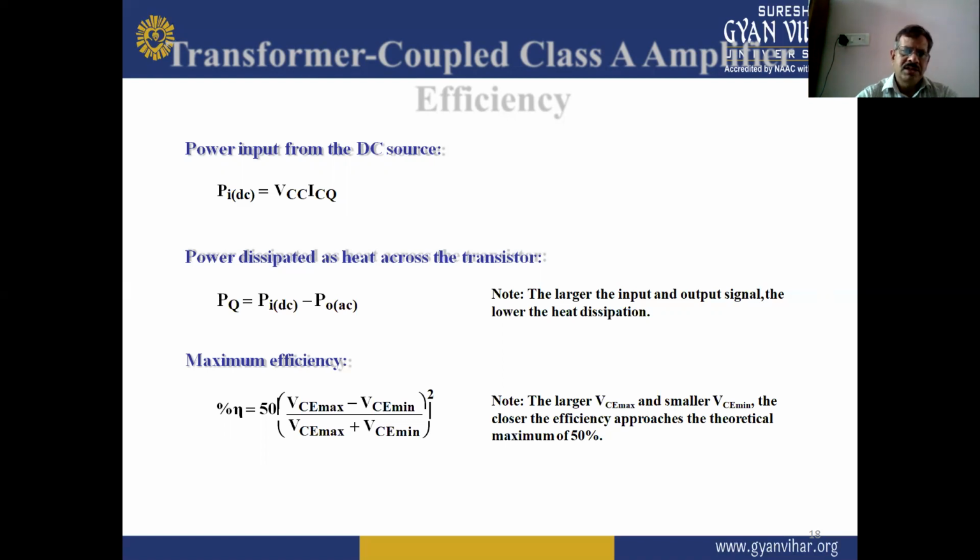And what is the maximum efficiency? The maximum efficiency in percentage equals 50 into VCE max minus VCE minimum upon VCE max plus VCE minimum, whole square. Note the larger the VCE maximum and the smaller the VCE minimum, the closer the efficiency approaches the theoretical maximum of 50%.